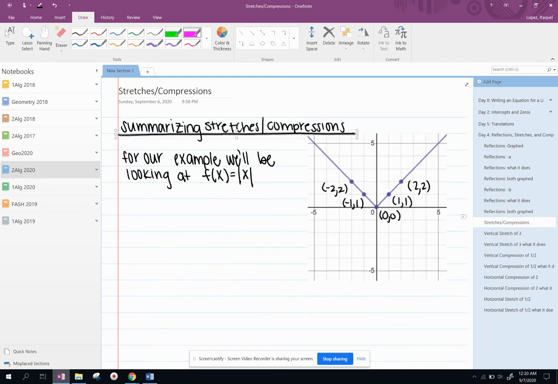Okay, let's shift gears a little bit. And this time we're going to be summarizing stretches and compressions. And for this example, we'll be looking at the equation f of x equals the absolute value of x. And you can see that I've already graphed it. We've got that V shape and I've labeled the points.